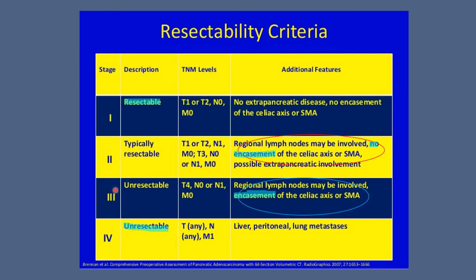In stage 3, it is a T4 tumor. Lymph nodes may be negative or positive, metastasis negative. But as long as there are regional lymph nodes, the celiac axis lymph nodes, and encasement of the celiac axis or the SMA with tumor, then it's considered unresectable. So the encasement of the celiac axis or the SMA by tumor is an important criteria to decide whether the tumor is resectable or not.